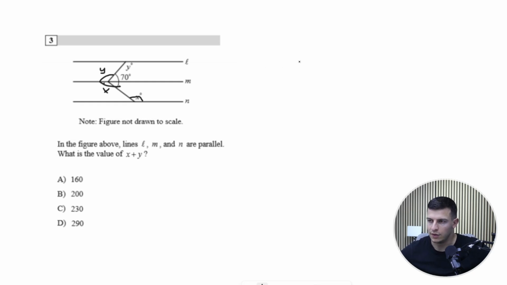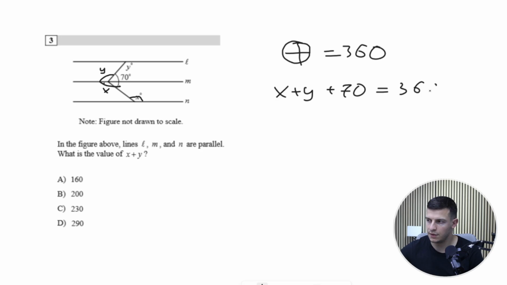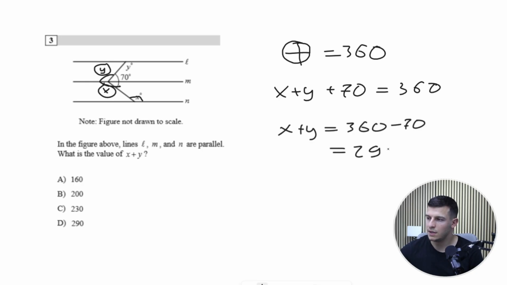There you go. And we know that a full circle is equal to how much? 360. Yes? So again, this could be sort of supplementary. So x plus y plus 70 should be equal to 360. Fair enough? By the way, how did I know this is y, this is x? Based on the parallel line rules. So x plus y is equal to 360 minus 70, and that's going to be 290. So we're looking for x plus y. The answer is D.